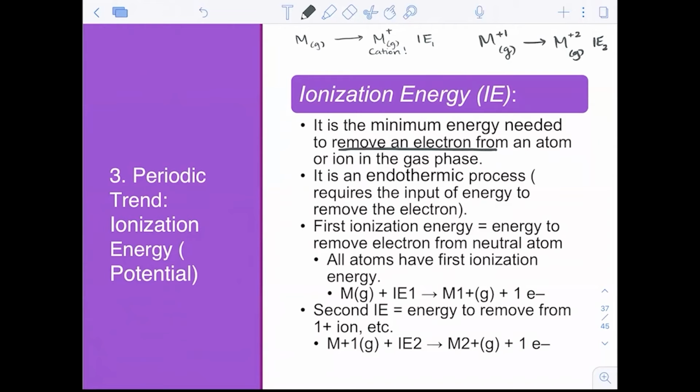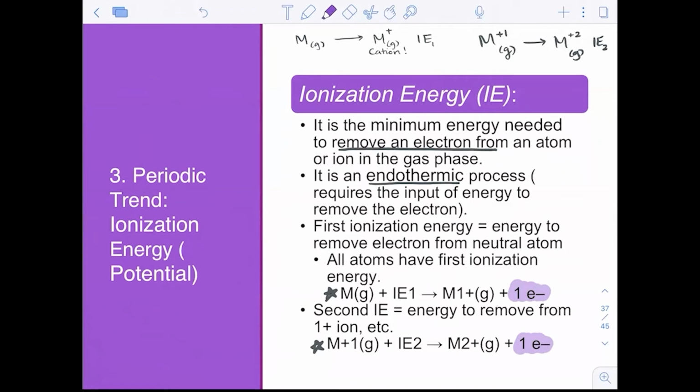Why is it required? Because when we think about removing an electron, that electron is attracted to the nucleus. It's like a magnet on the fridge. In order for that magnet to be pulled away from the refrigerator, we have to put energy in, which is endothermic. It requires energy. Now, notice here on the first and second ionization energies, they actually put the electron there as a product, as if it's being pulled away from the metal itself.